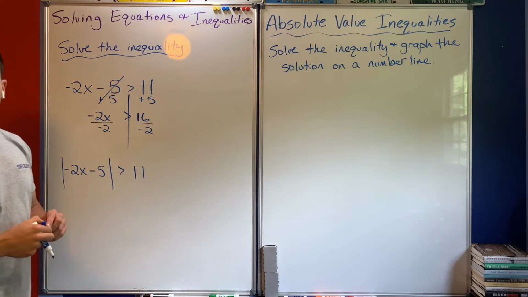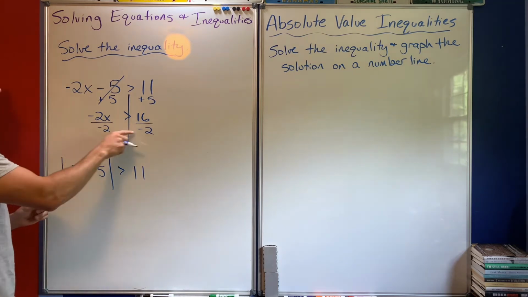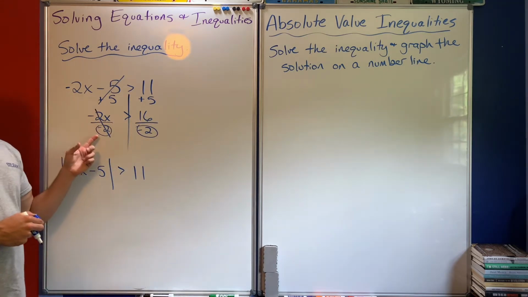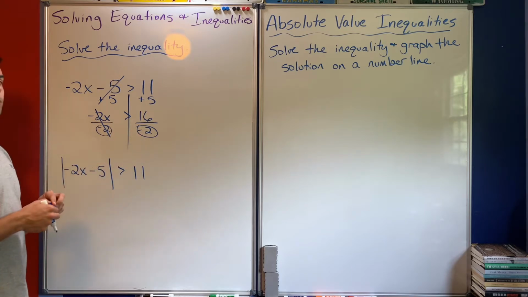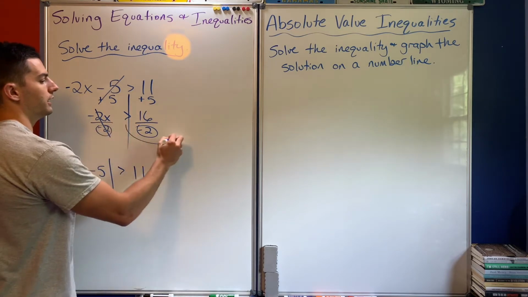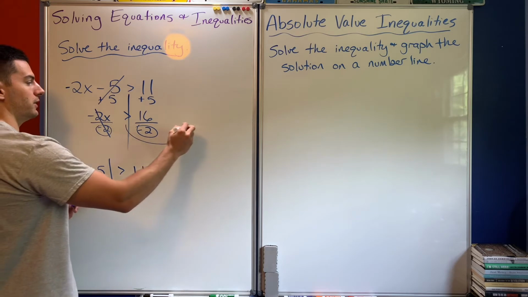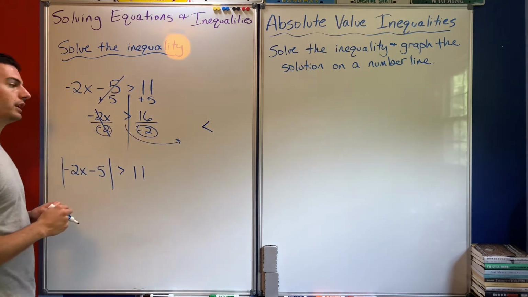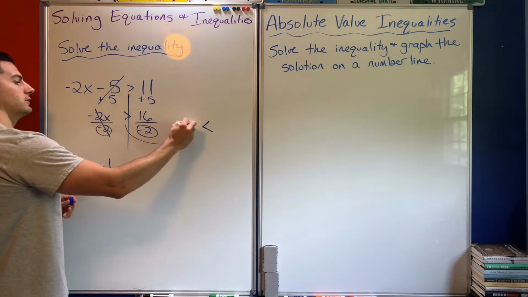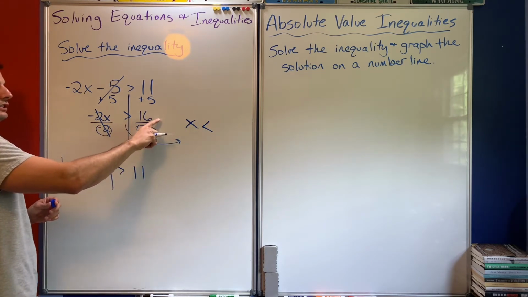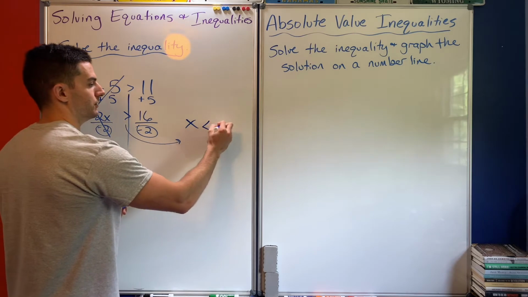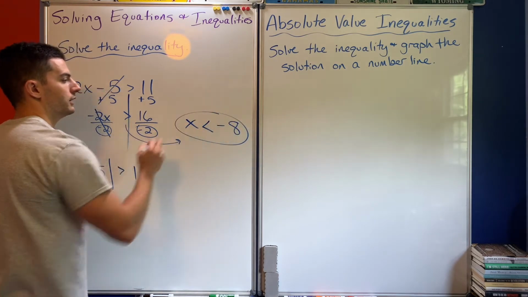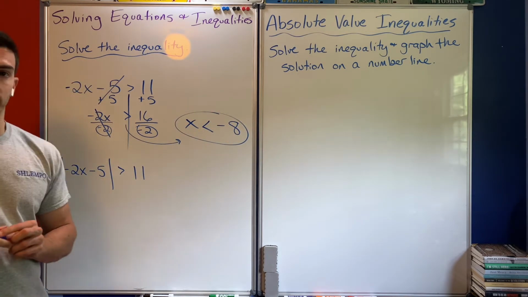But when I do that, I'm dividing both sides by a negative. So because I'm dividing by a negative number on both sides, what happens is that inequality sign flips. It was greater than here, now it is less than. So my answer would be x is less than 16 divided by 2, which is negative 8. So this answer would be x is less than negative 8.